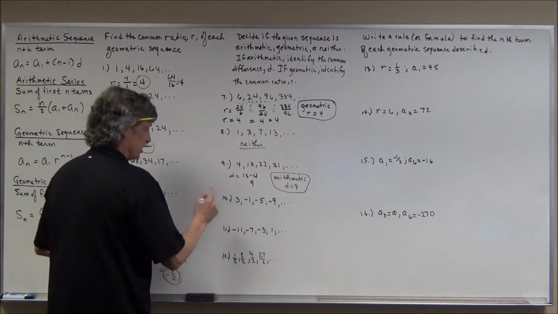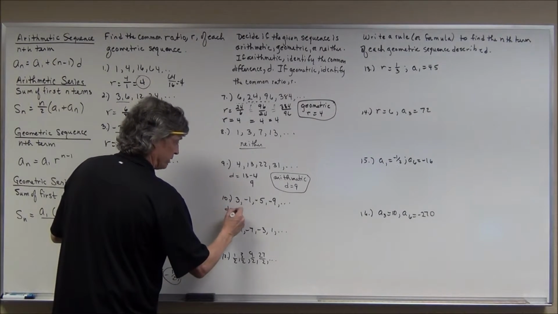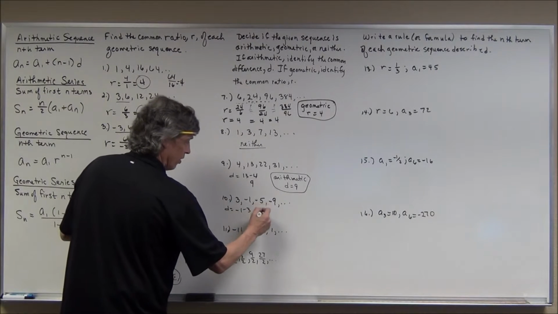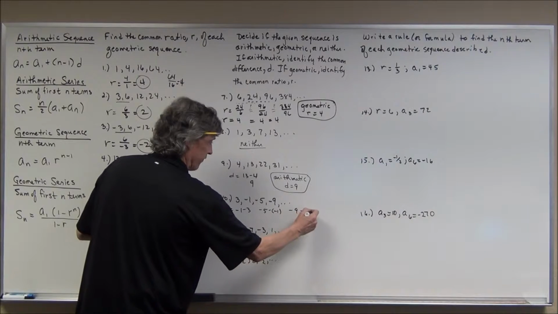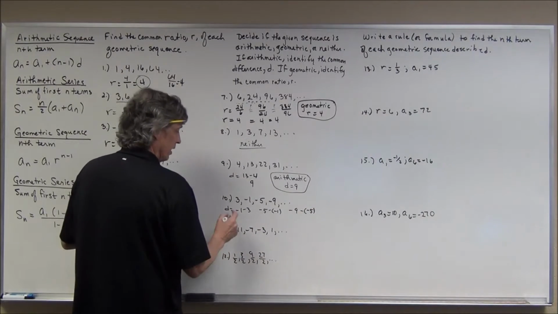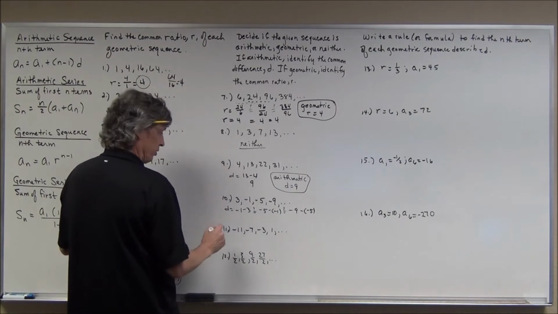Next one up. I'll check again first if it's arithmetic. If it's arithmetic, my common difference would be negative 1 minus 3, or negative 5 minus a negative 1, or negative 9 minus a negative 5. Careful with all those negatives. And I'll see if these are equal. If they're equal, then I know it's arithmetic.